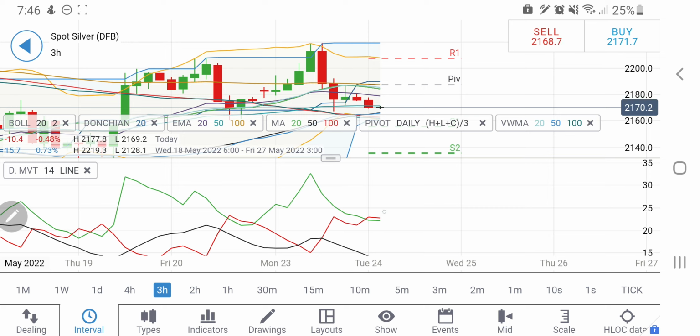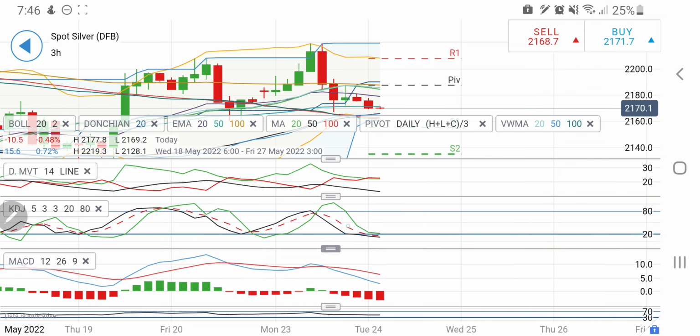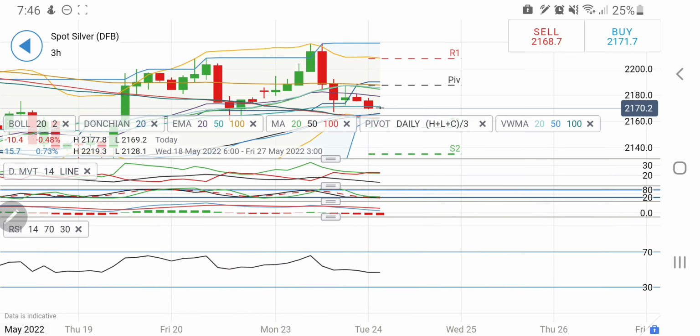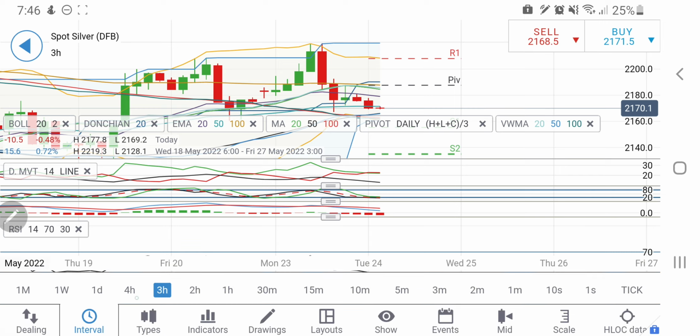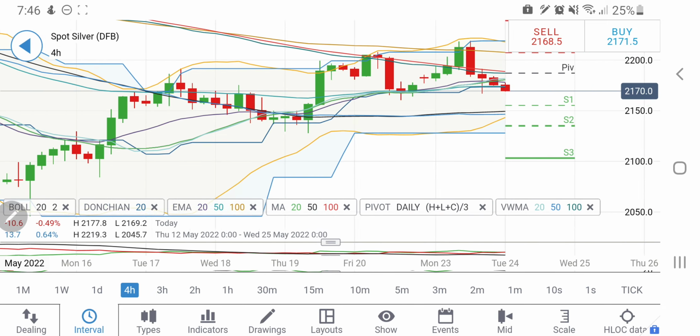Directional movement has just crossed over for a bearish move. Stochastic is oversold, indicating we may see a little reversal. The MACD is wide, divergent and bearish, indicating strong bearishness here on the 3-hour charts. RSI is trading flat, not sloping upwards or downwards, indicating not much of a move there.